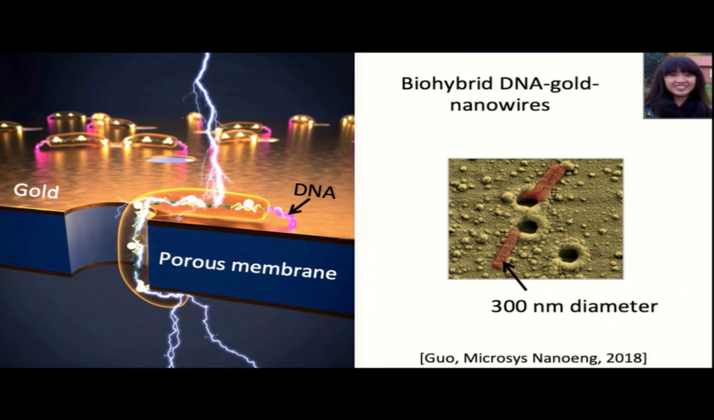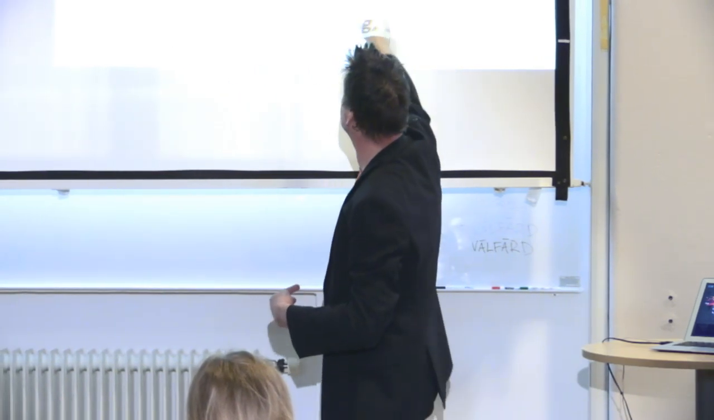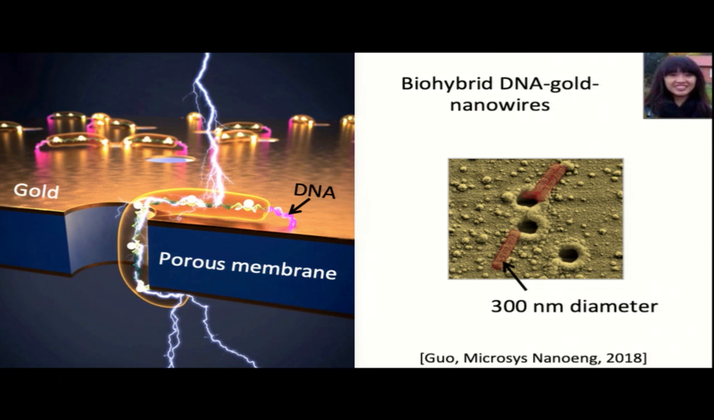And on the right side, you see an electron microscopy image of such a structure, where you can see three holes in the porous membrane. Each hole is 1 micrometer in size. That means this is the size of a bacterium. And we have put DNA on top of the surface of this membrane and then stretched it through the pore to the other side. And then we have coated that DNA with gold. And what you see, the red colored structure here, is the gold structure. You can't see the DNA, it's underneath.